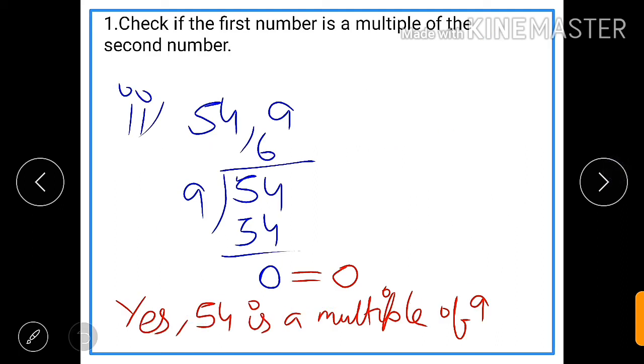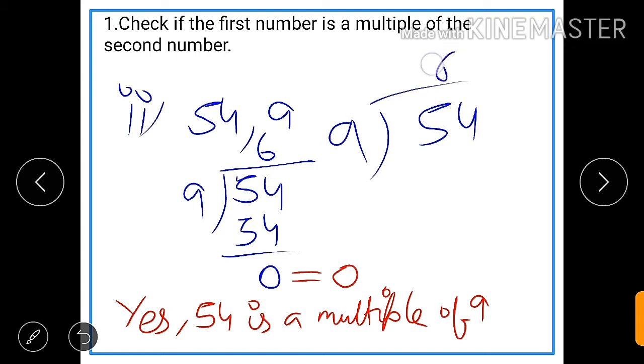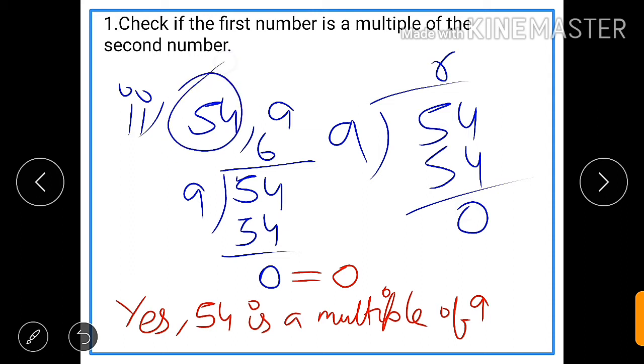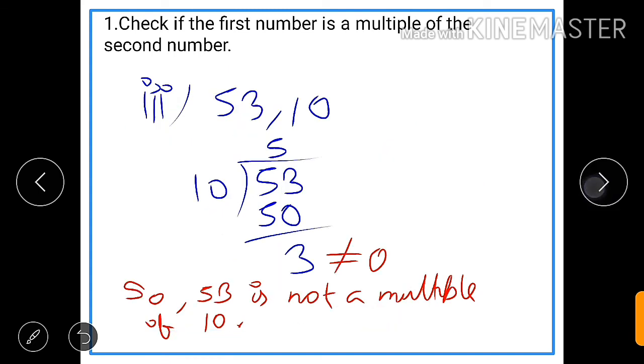As we have done before, we will do the same thing here, that is we will divide the number 54 by 9 and check whether it is exactly divisible or not. We know 6 9s are 54, that means the remainder is 0. So as our remainder is 0, that means 54 is exactly divisible by 9. So we can say yes, 54 is a multiple of 9.